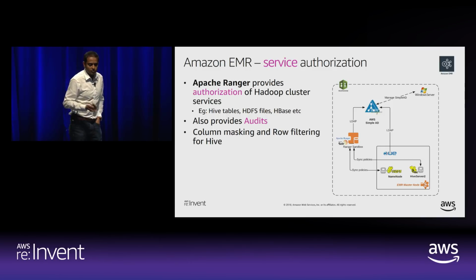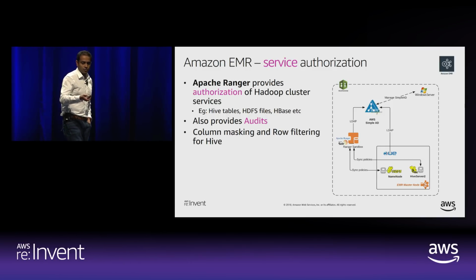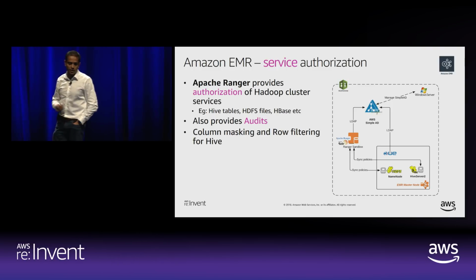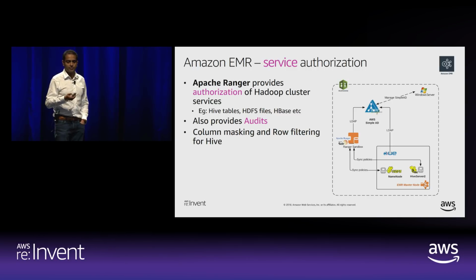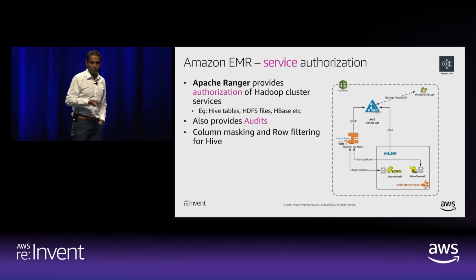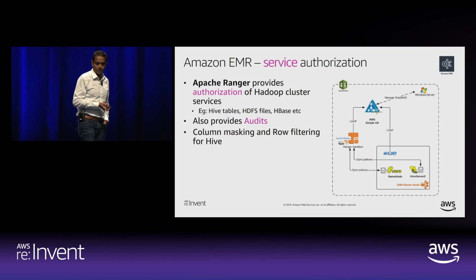Next one is service authorization. So we talked a little bit about this as well. Apache Ranger helps you do that. It can do things like authorization of Hive tables, HDFS locations, or HBase, with a few more to come. Also, it provides support for audits, so all the data that's being accessed can now be audited and centrally stored. And column masking and row filtering is supported for services like Hive as well.